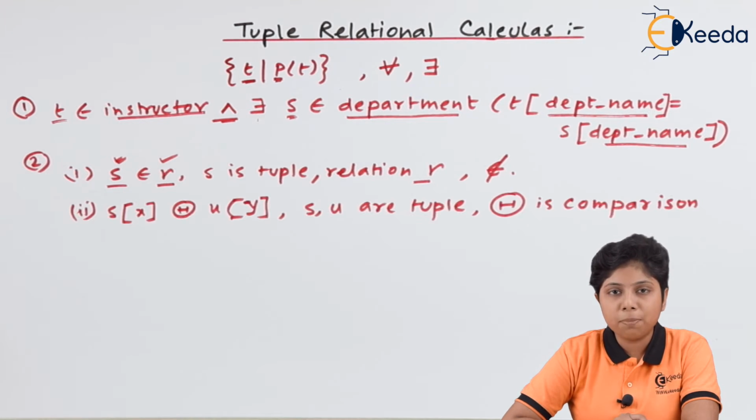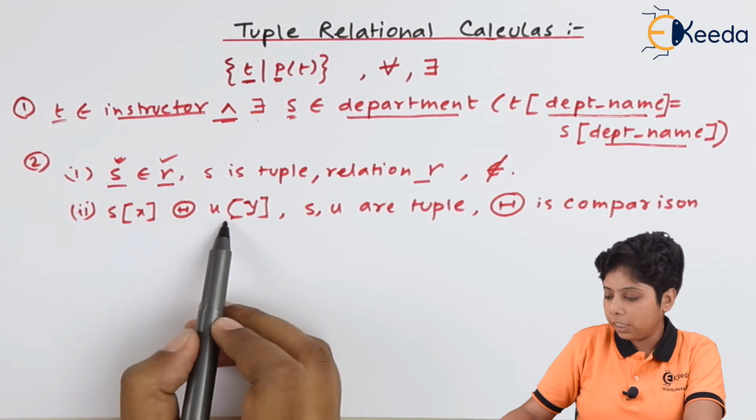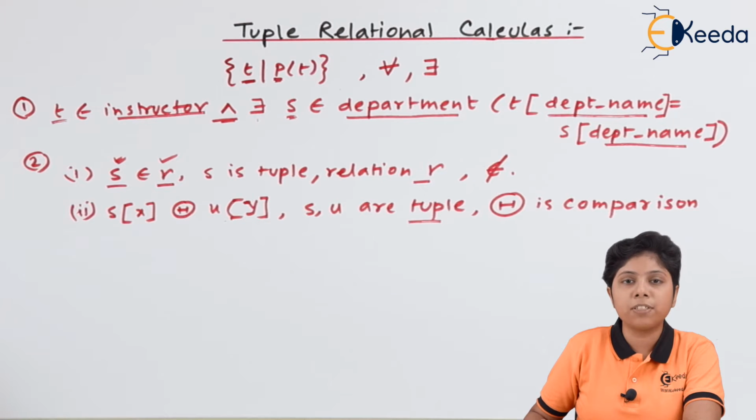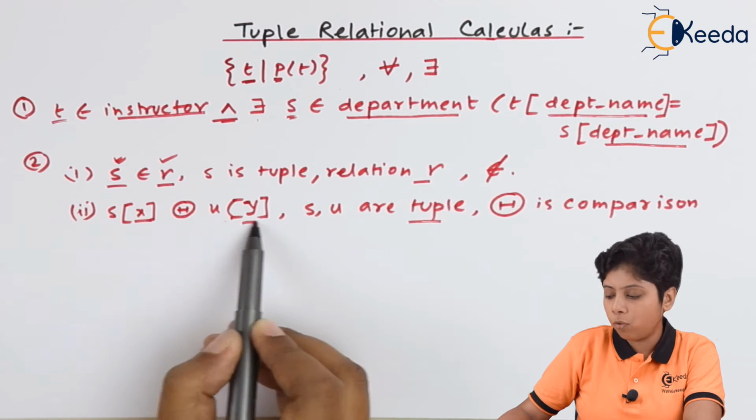Now see, when I talk about a theta or comparison operator, it is between two tuples that can belong to two different relations. So here S and U are the tuples of some relations X and Y.